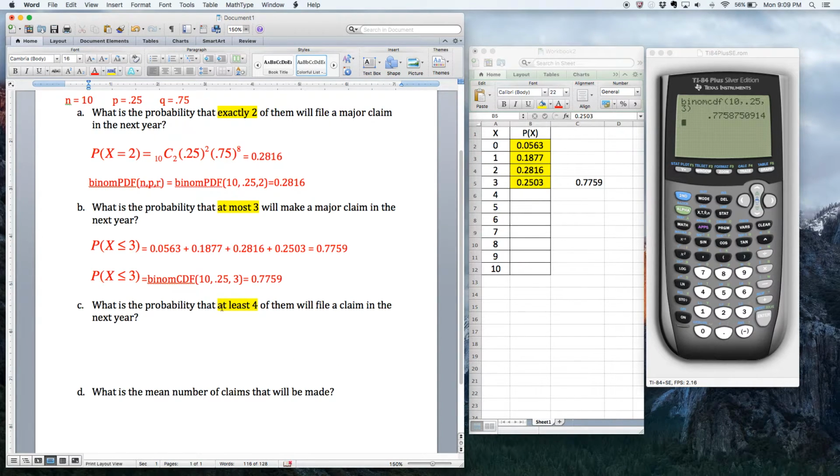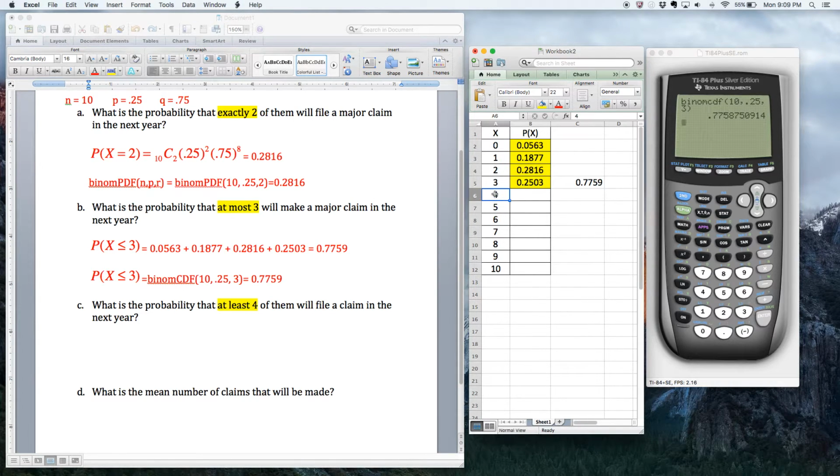All right, letter C. What is the probability that at least 4 of them will file a claim? All right, well, think about the phrase at least 4. At least 4 means the least it's going to be is 4. So that means it could be 4 or 5 or 6, 7, 8, 9, 10. In other words, it wants all these probabilities. Let me highlight these a different color here. All right, so these probabilities in blue represent the probabilities that satisfy the event at least 4.